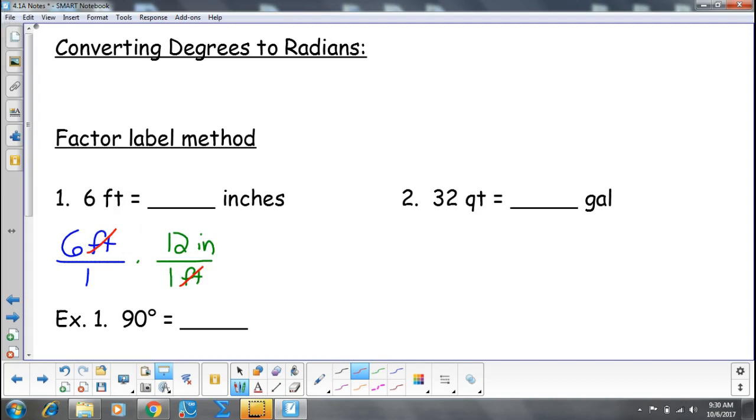I like that, and then my feet go away, and I'm left with my label that I desire. Or if I needed to go even further, I could add another conversion to get it to another one, and another one, and so on and so forth. So this ends up being 72 inches, because then I multiply across, and I'm left with just inches.